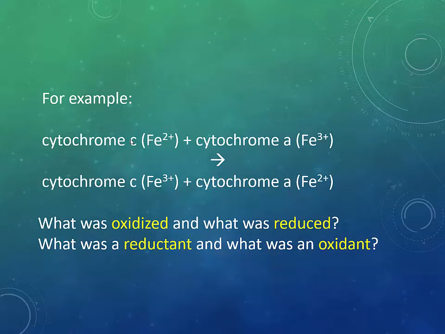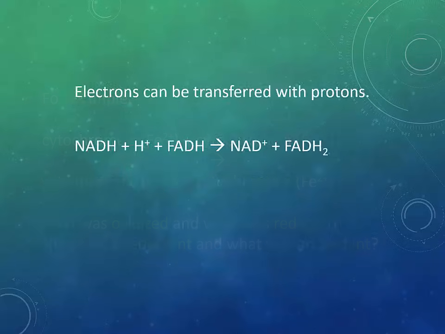Work with this equation until you're really, really comfortable with juggling these terms. Now, often we see electrons being transferred with a proton. So for example, we might see something like this, where NADH plus proton plus FAD results in NAD plus FADH2.